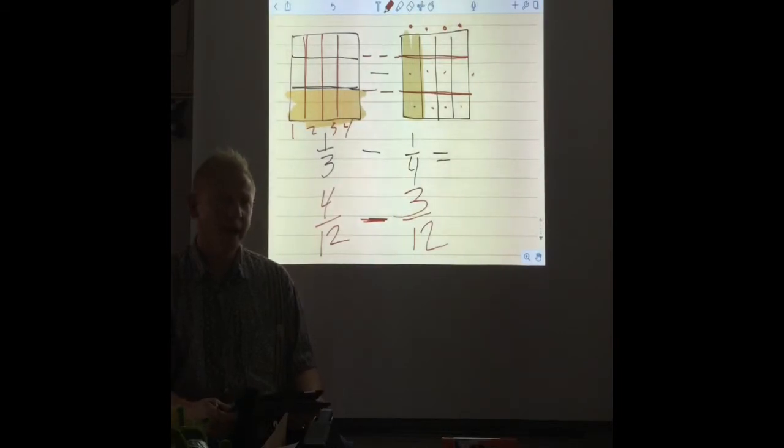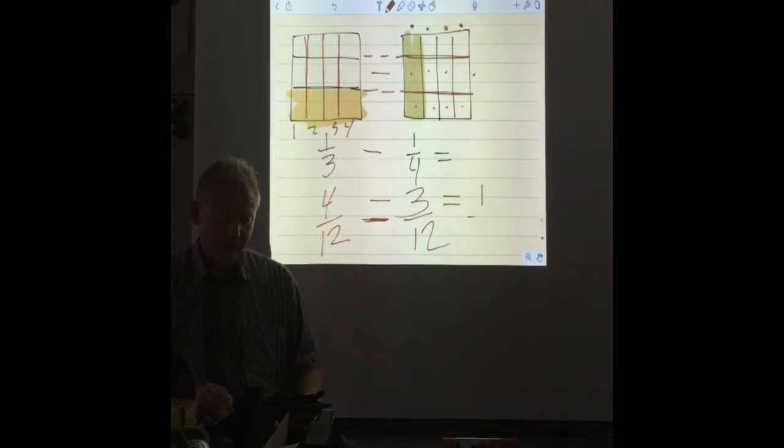And we're going to take away 3 twelfths. So 4 minus 3 equals 1. And our bottom numbers stay the same, so it's 1 over 12. And our answer here is 1/12.